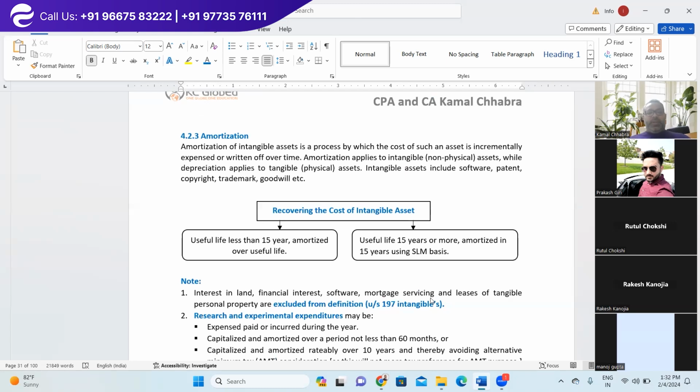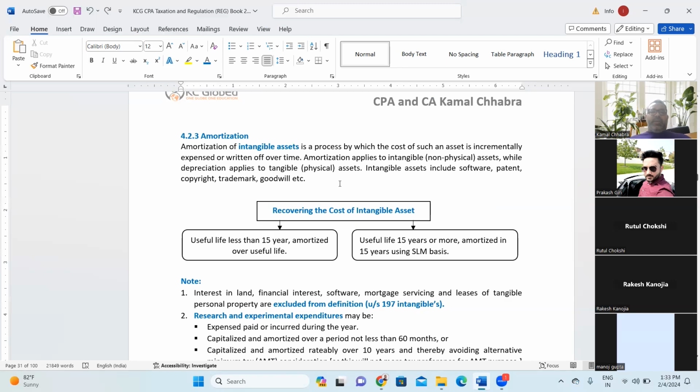Amortization of intangible asset is a process by which the cost of such asset is incrementally expensed or written off over time. Amortization applies to intangible assets, while depreciation applies to tangible assets, and intangible assets include software, patent, copyright, trademark, goodwill, all these things. So it's a basic definition of intangibles on which amortization is used.